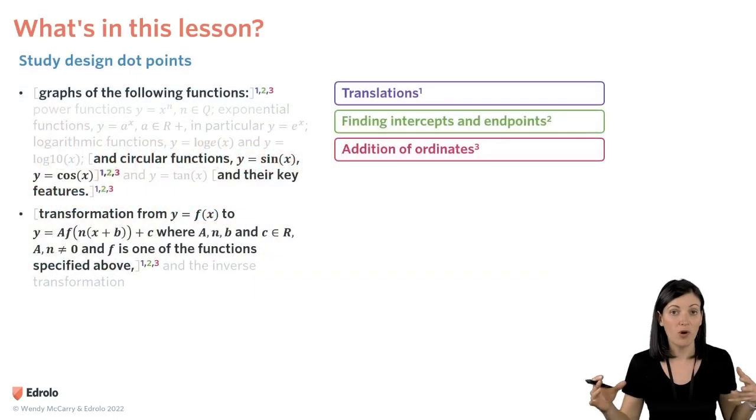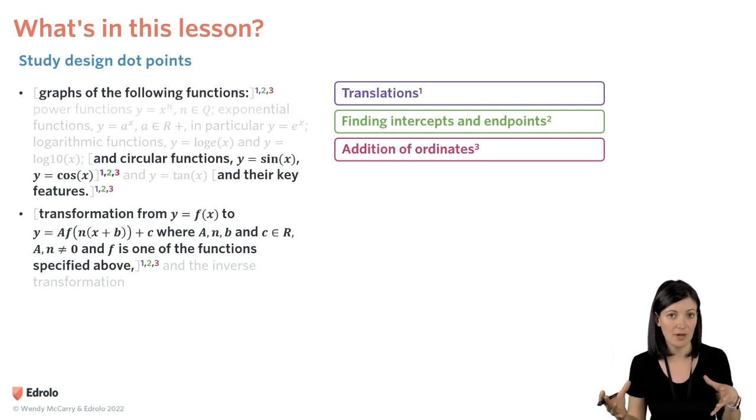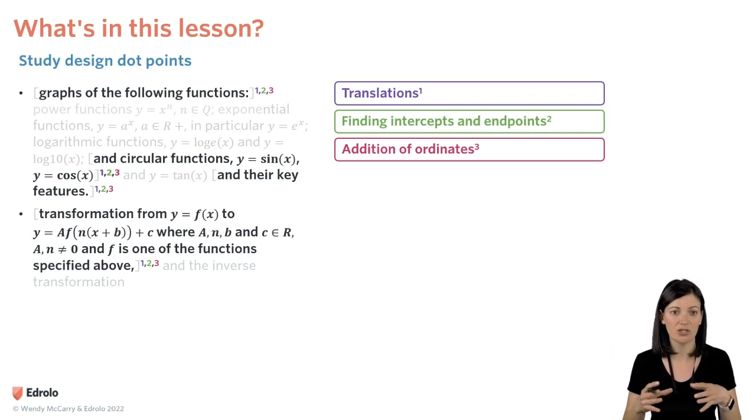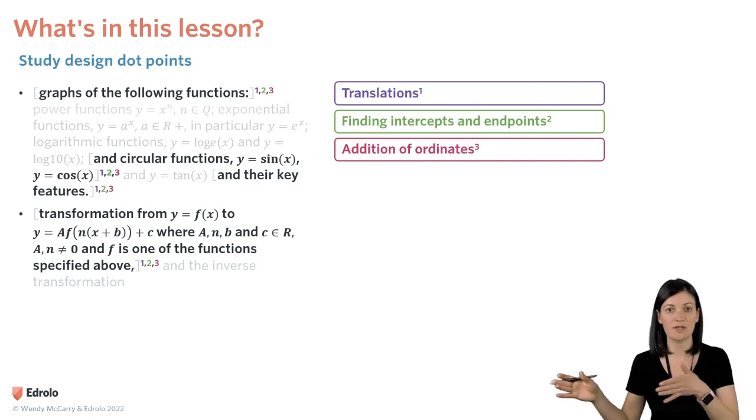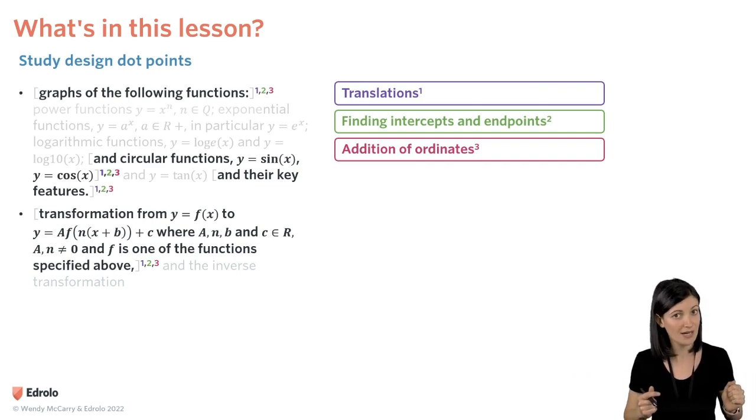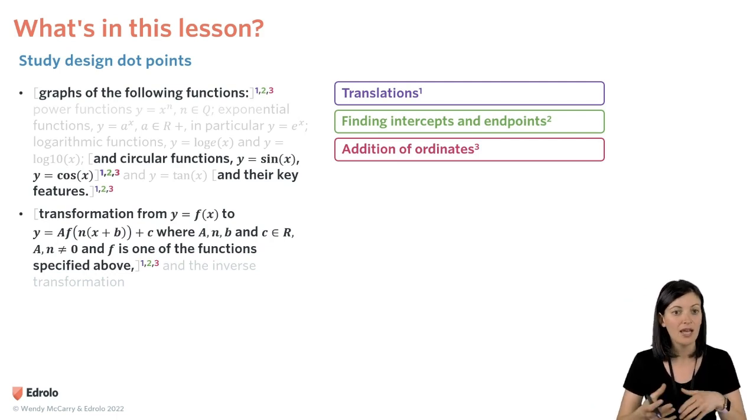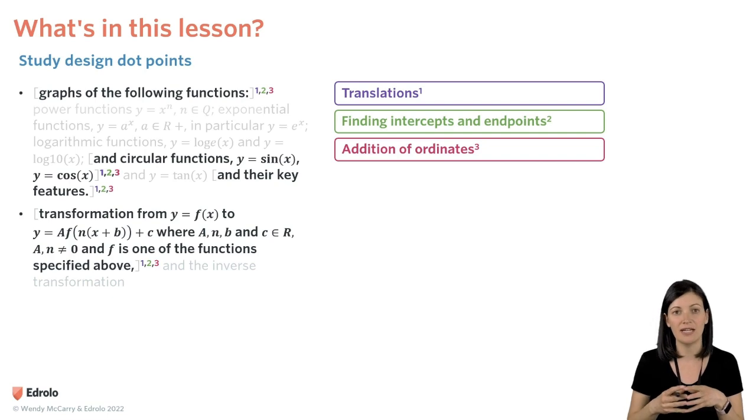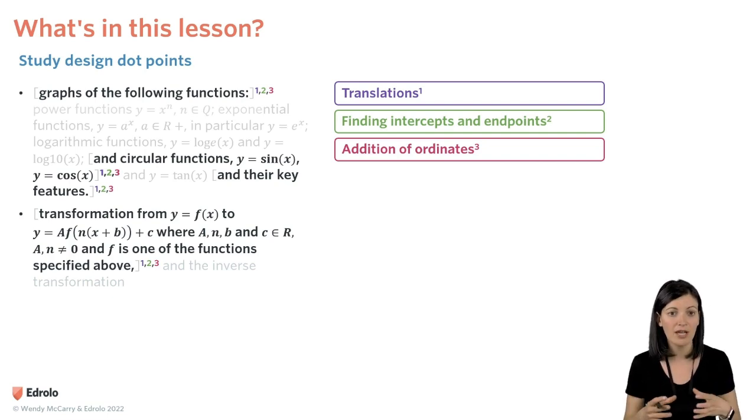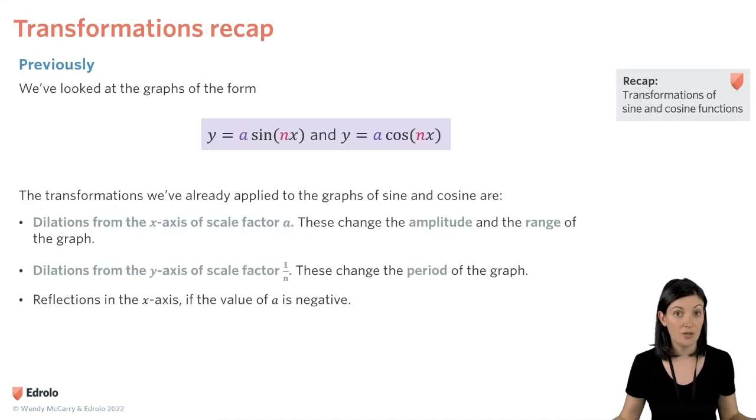Let's get going. So we've already looked at our reflections and our dilations. So the last type of transformation we need to add in here are our translations. So we'll look at our horizontal translations in the direction of the x-axis, and we'll look at our vertical translations in the direction of the y-axis. And then what we'll do is we'll add in finding our x and y intercepts for any graph and the endpoints of the graph given any domain. And then, like I said, we're going to look at sum functions, or you might know this as addition of ordinates.